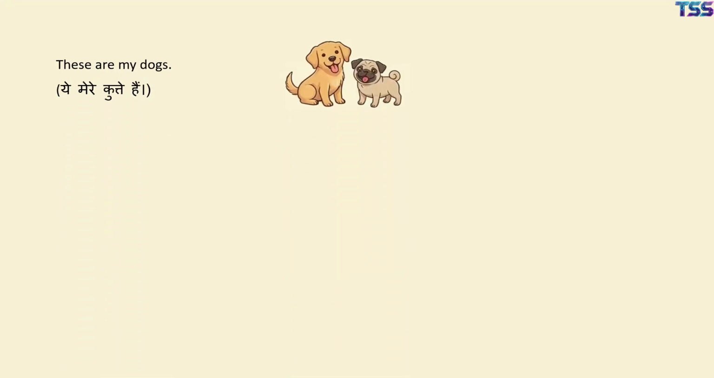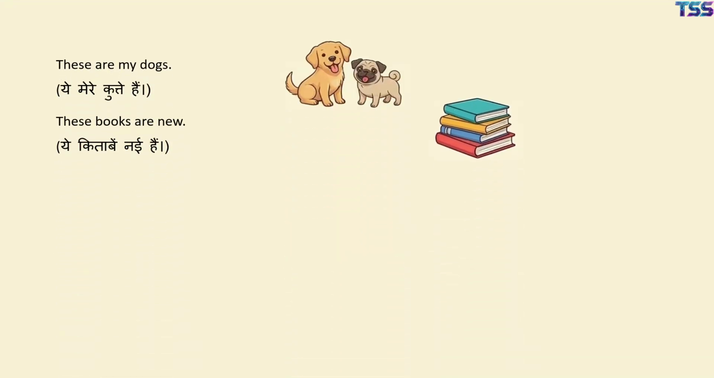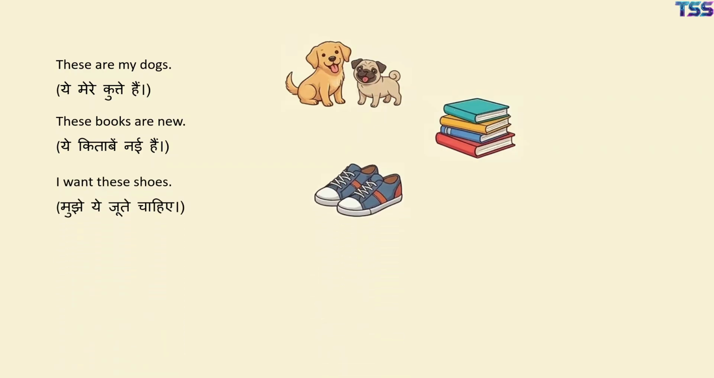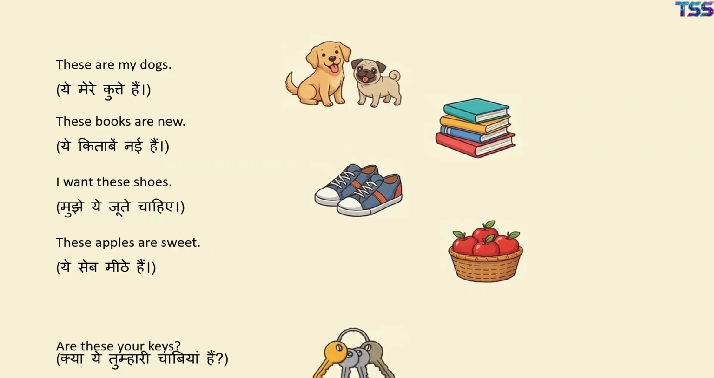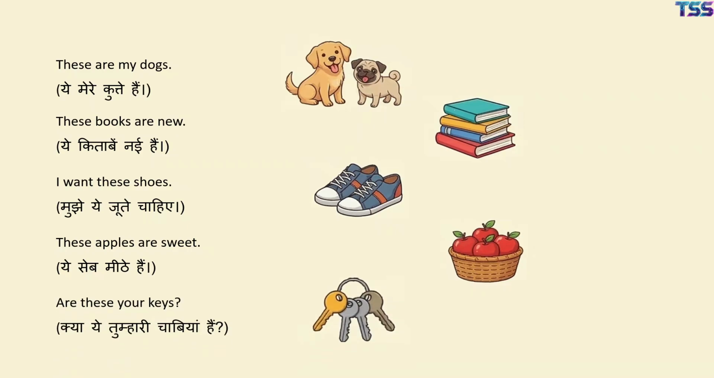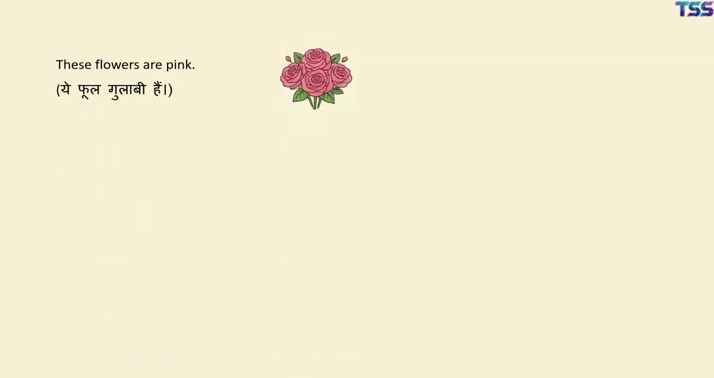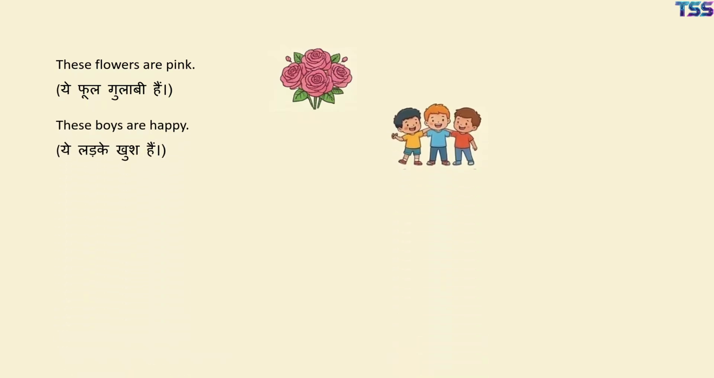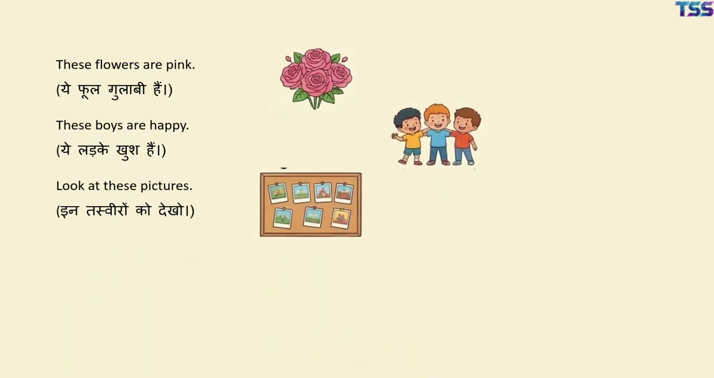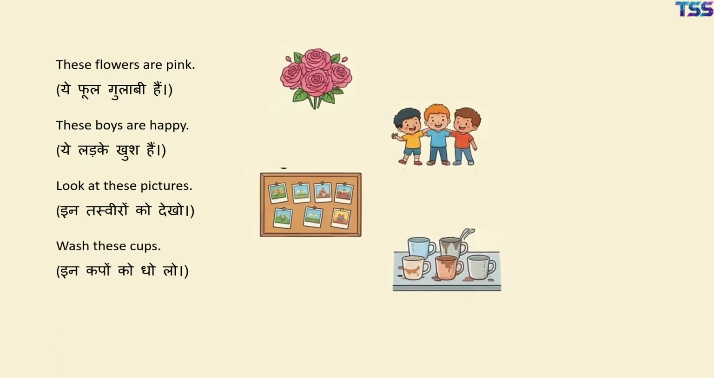These. These are my dogs. These books are new. I want these shoes. These apples are sweet. Are these your keys? These flowers are pink. These boys are happy. Look at these pictures. Wash these cups.